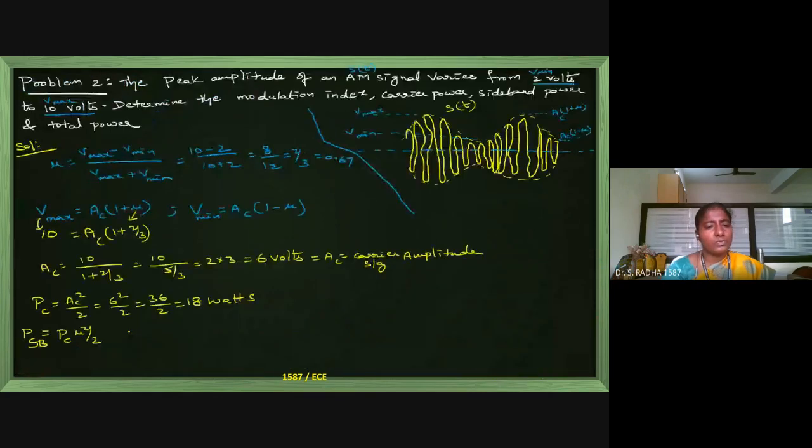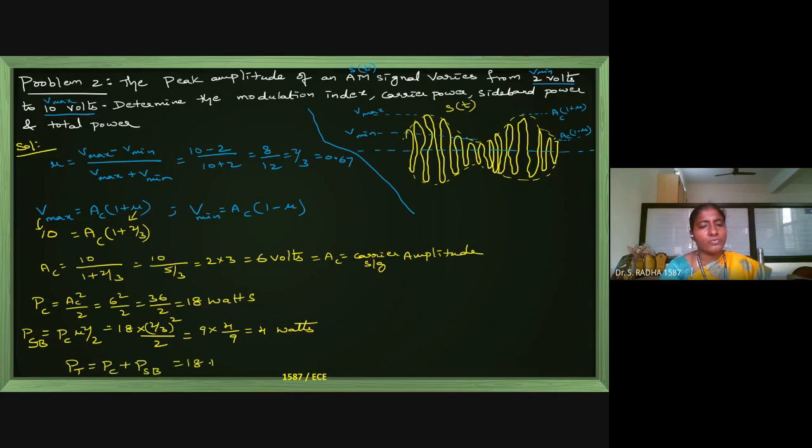Okay. Now, substitute: carrier power is already 18, mu value is 2 by 3. For simplification, I am maintaining 2 by 3; if you write 0.67, the multiplication will be big. Divided by 2. Now, cancel this 18 and 2, it will become 9 into 4 by 9. 9 and 9 will get cancelled. So this is 4 watts, which is the sideband power. Next, I have total power. Total power is nothing but carrier power plus sideband power. So it is 18 plus 4, which is 22 watts.